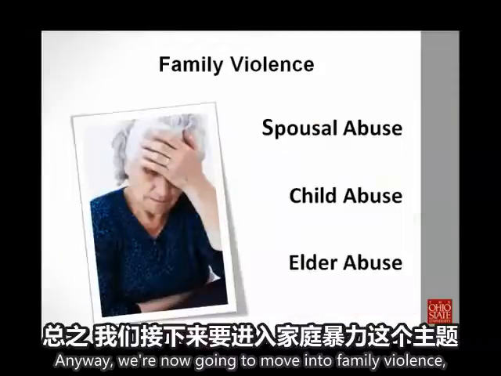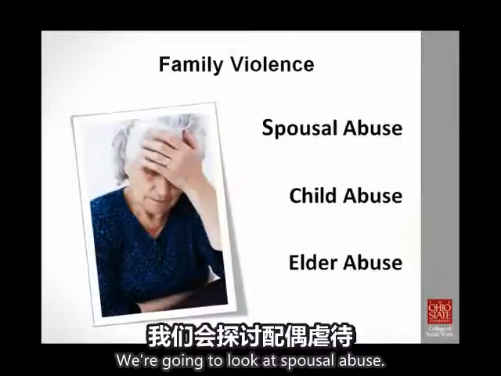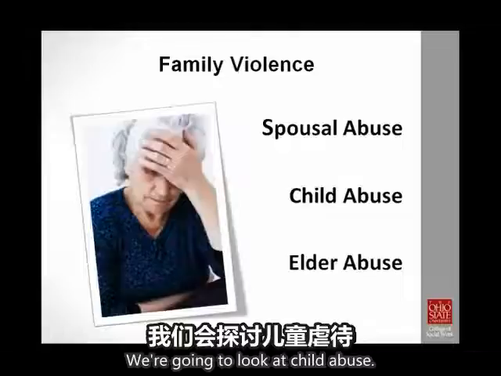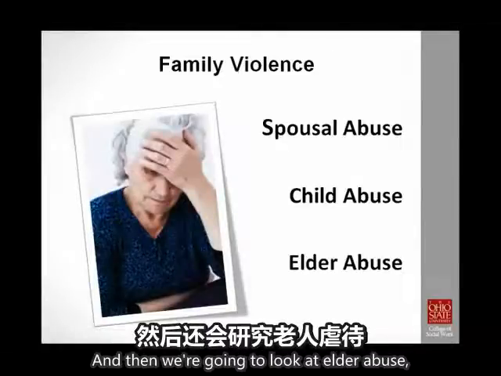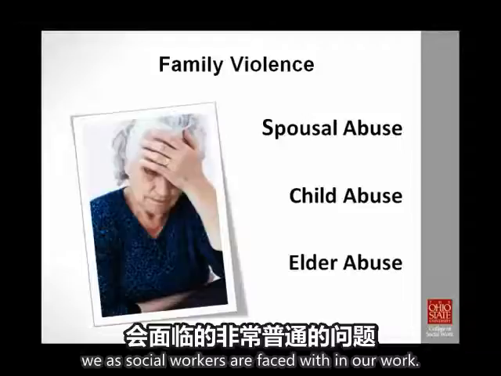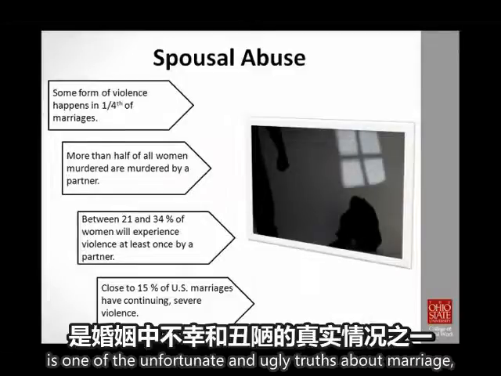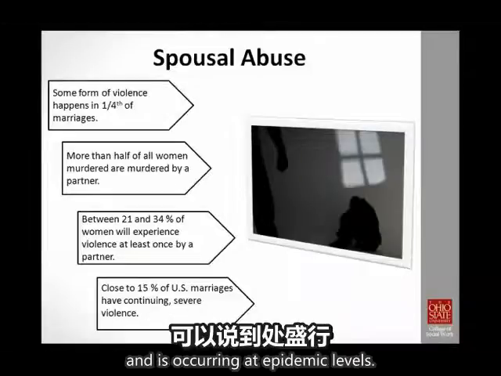Okay, anyway, we're now going to move into family violence, specific forms of family violence. We're going to look at spousal abuse, we're going to look at child abuse, and then we're going to look at elder abuse. And these are all very, very common kinds of issues that we as social workers are faced with in our work. Spousal abuse, also known as domestic violence, is one of the unfortunate and ugly truths about marriage, and is occurring in epidemic levels.